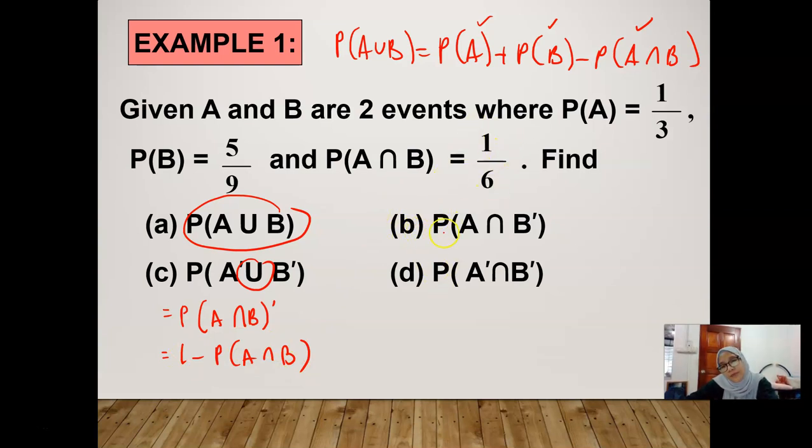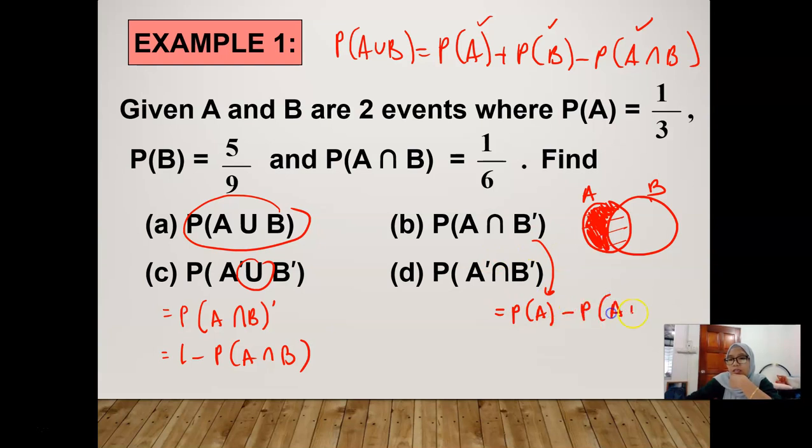And then how about this one? P(A intersect B'). If you sketch, okay, P(A intersect B') begini kan? Where is your A? A is this part. Okay. Where is your B prime? This one kan? How you can find this area? This is equals to P(A) minus P(A intersect B). Very easy. P(A) minus P(A intersect B). You have that A probability. This one lah, 1 over 3 minus that intersect. Easy. Okay.